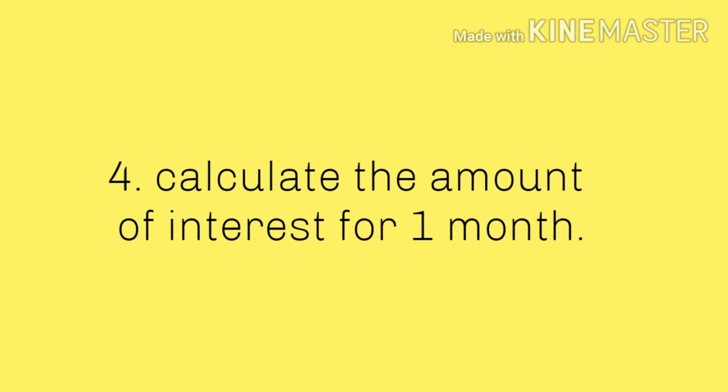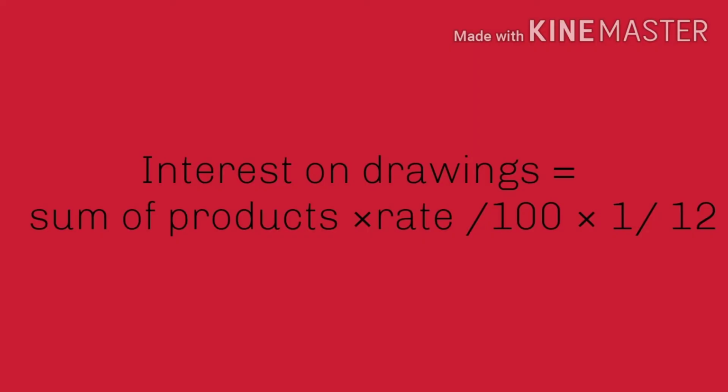We should calculate the interest for 1 month from this total amount. How will we calculate the interest for 1 month? Sum of the products into rate divided by 100 into 1 divided by 12. As we have to calculate the interest for 1 month, we are putting 1 in the period place.